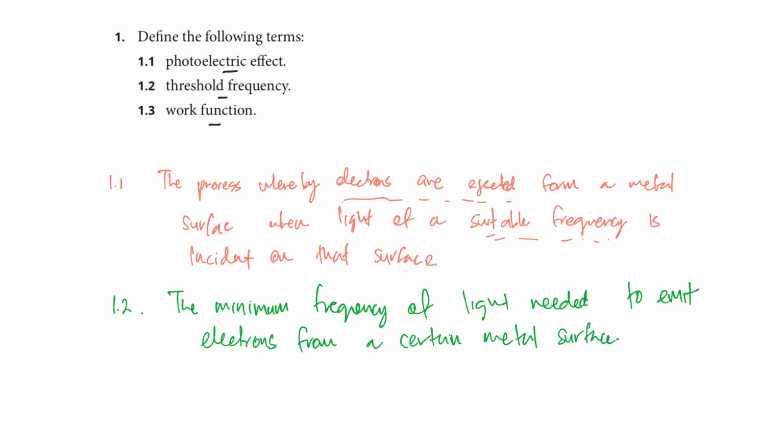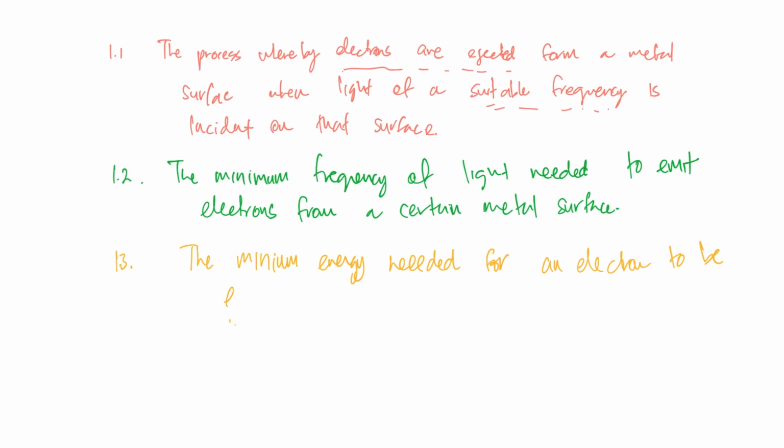Right. Number 1.3, check your answer. It wants the work function. We also know that deals with minimum energy. It's a bit different. It's the minimum energy needed for an electron to be emitted from the surface of a metal.